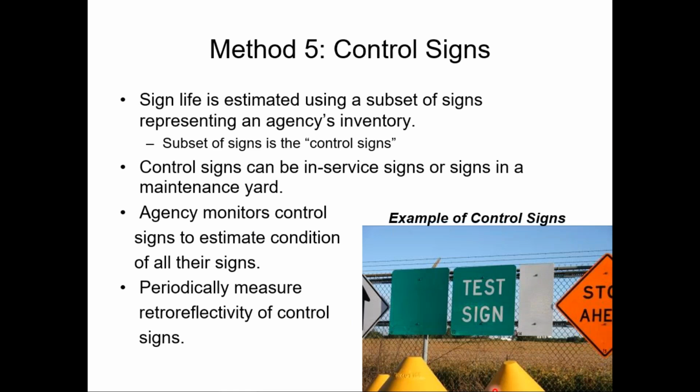And as I mentioned, these control signs can be actually in-service signs on your roadway, or they can be signs in a maintenance yard. Or we have one agency here in West Virginia that they have a nice city building. They put a rack on the roof of the city building with a sign array, and every year they measure the retro values of those signs that are literally on the roof of the building. So that's another potential method to think about.